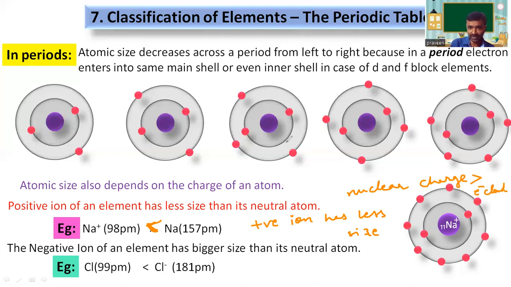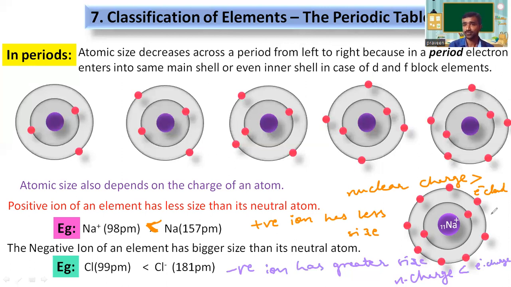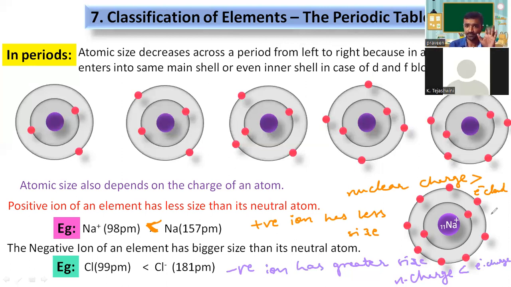If a negative ion is formed, the negative ion has greater atomic size. Why is it greater? Nuclear charge is less comparing with electron charge. Are you clear about this? Have you got clarity or any confusion left here?